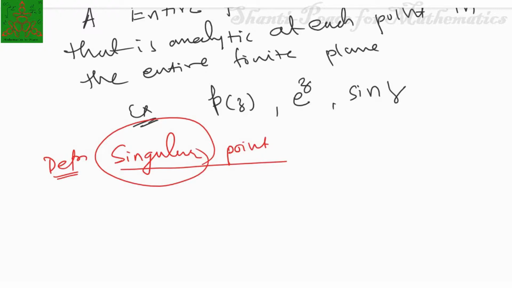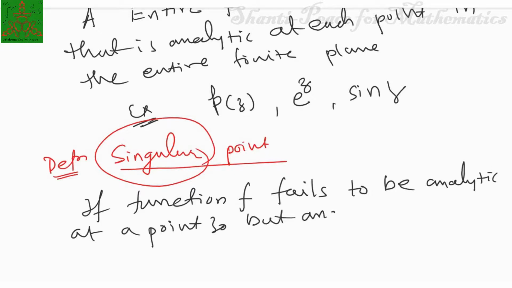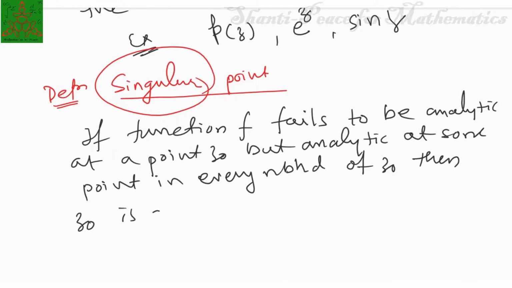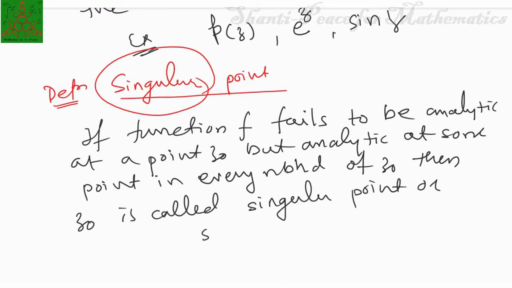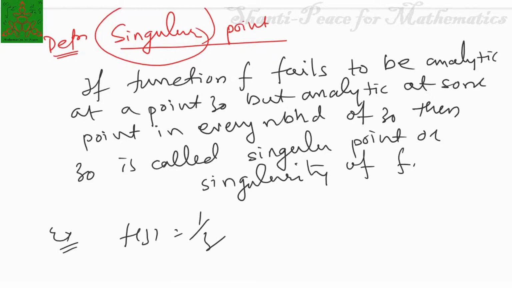Then that point is called the singular point of the function f, or we can say it is a singularity of f. So if a function f fails to be analytic at a point z0, but it is analytic at some point in every neighborhood of z0, then z0 is called a singular point, or a singularity of f. For example, if I consider f of z equal to 1 upon z, then this function is analytic except at z equal to 0. So z equal to 0 is the singular point for this function.